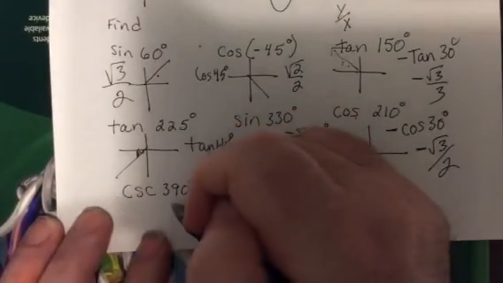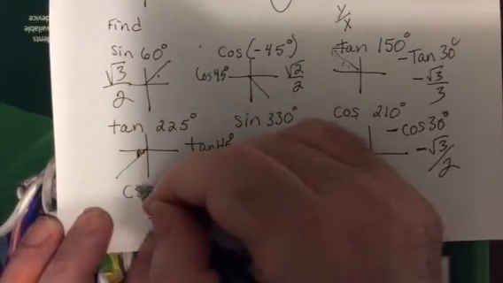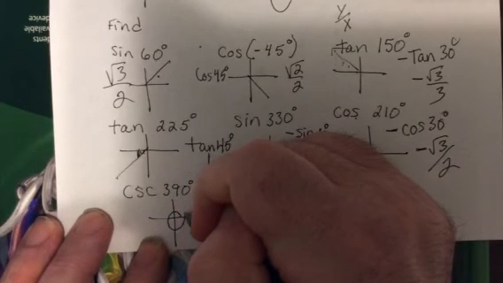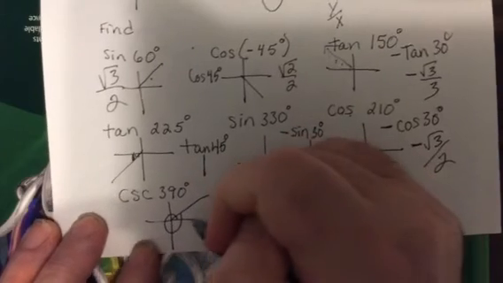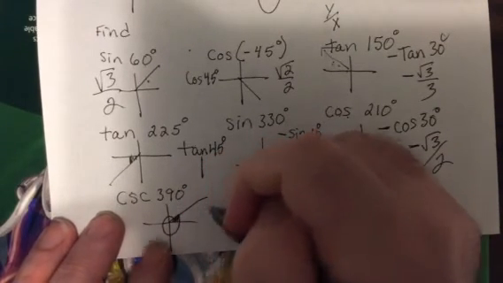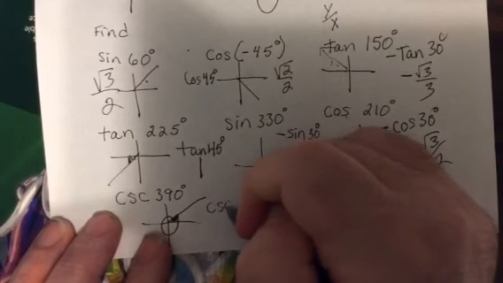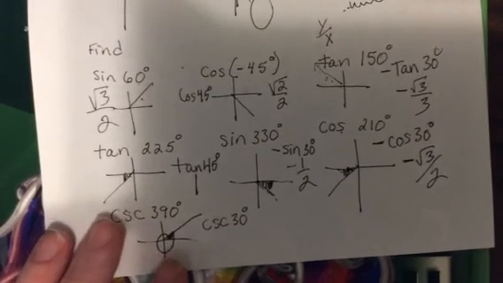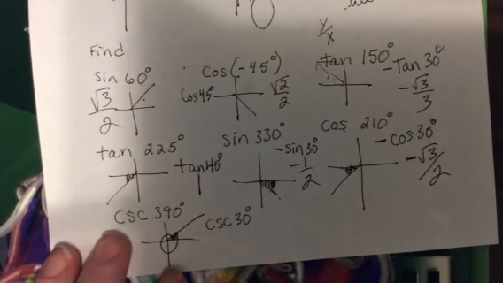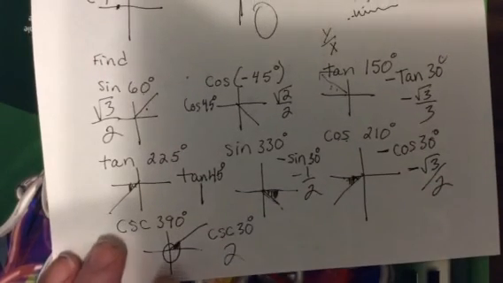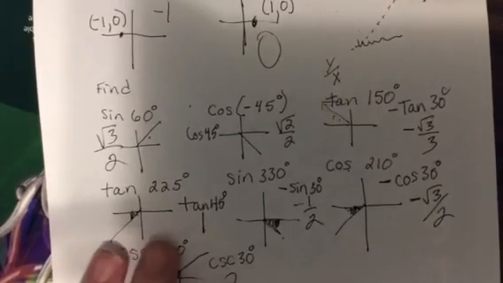And then cosecant 390, remember cosecant's the reciprocal of sine. 390, and then a bit more past. That's 30 degrees. We're in the first. They're all positive in the first. So that's the same as cosecant of 30. So what you do is you just find the sine of 30 and take the reciprocal. Sine of 30 is a half. Reciprocal would be 2.